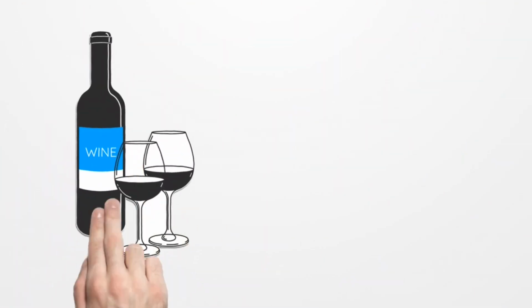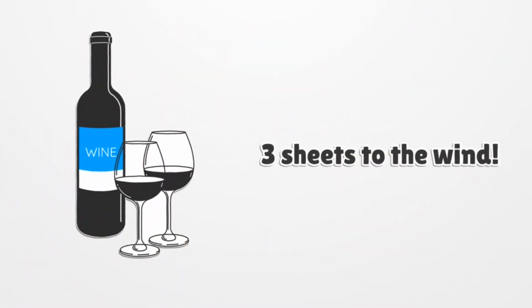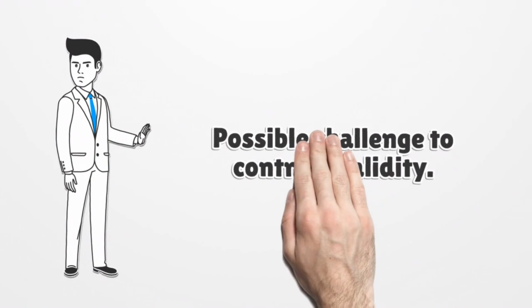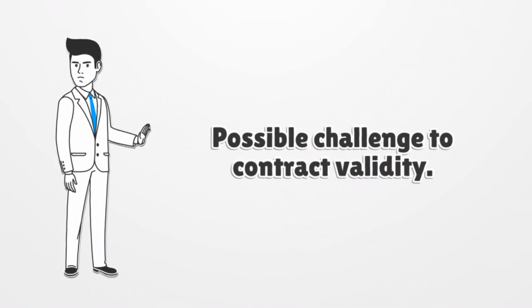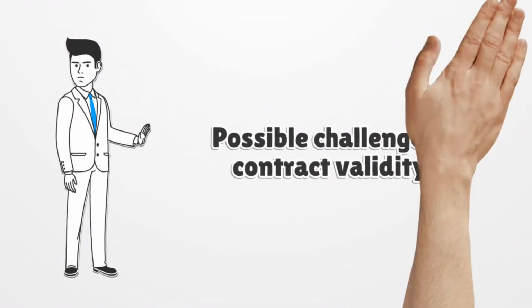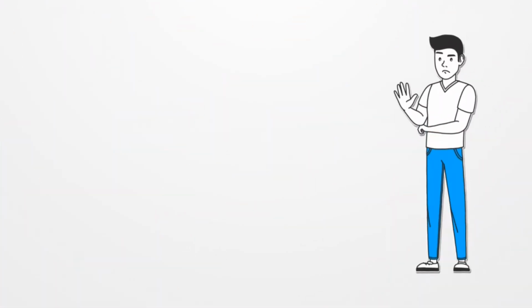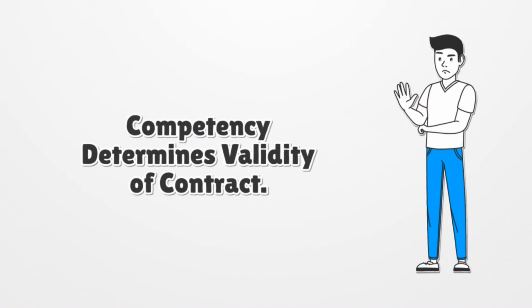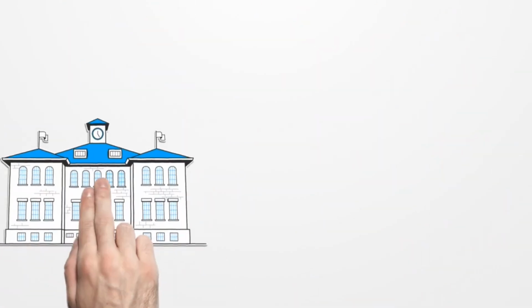Let's say someone applies for life insurance while heavily intoxicated and later regrets their decision. They could potentially challenge the validity of the contract, arguing that they were not of sound mind when they entered into the agreement. If a court finds that the person was not competent at the time of signing, the contract could be voided.